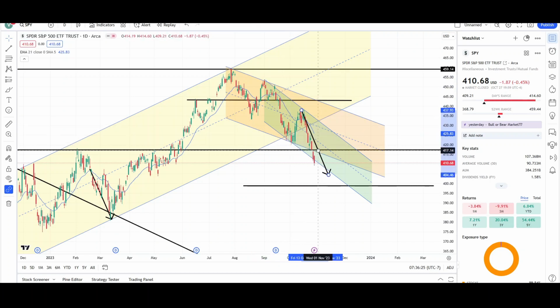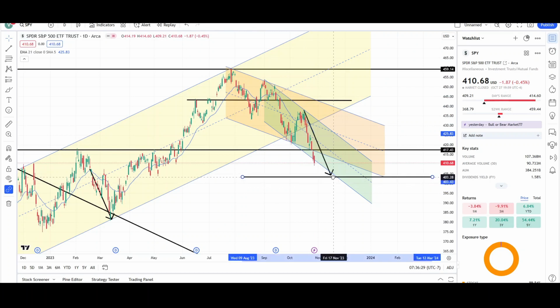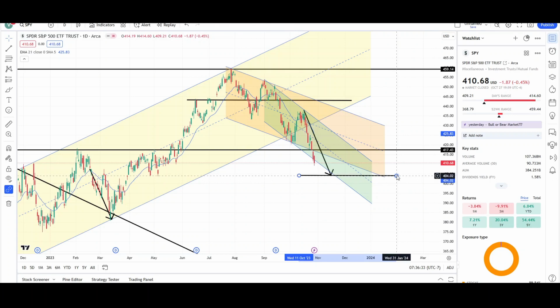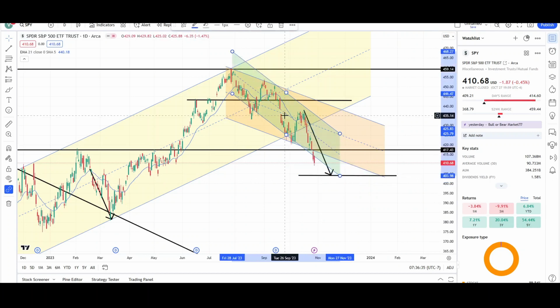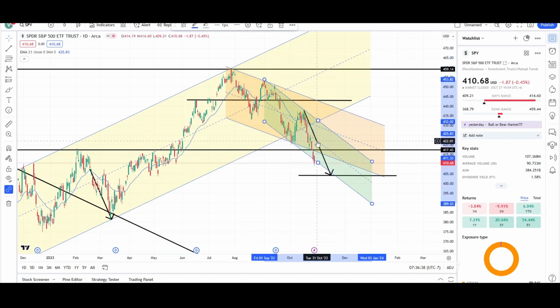This is one leg down. This is the second leg down, targeting the 404, so let's move that up slightly. I think I'll have two targets for right now. It could be this 404 target. You can put that channel back. So this 404 target is stemming from this previous impulse.